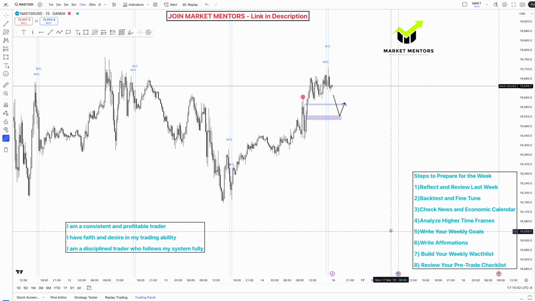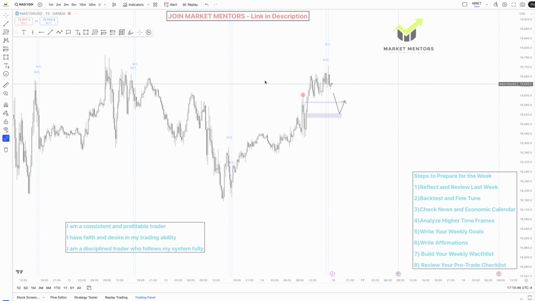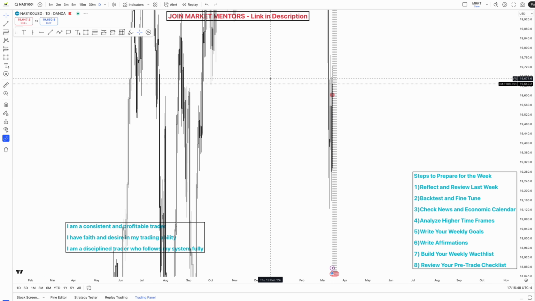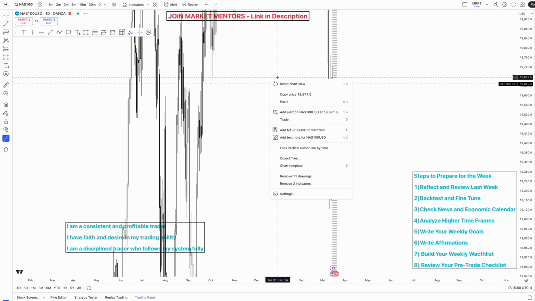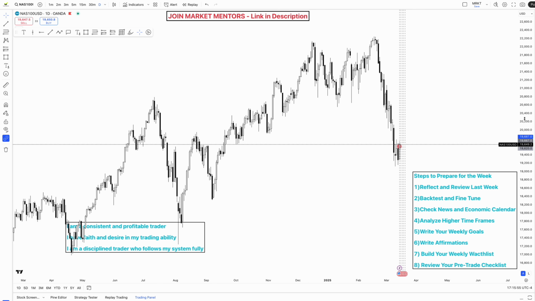And 7 will be to build your weekly watch list. So I only trade the Nasdaq for now, so my only watch list will be on the Nasdaq, and I'm not really looking for it to reach any areas right now. I would say my watch list last week would have been for it to mitigate this area, and that would have been my big watch list for the week. So once it tapped this area, I was looking to take advantage of a lot of buys, and I did take advantage of some buys last week. So that was a big thing I was looking for.